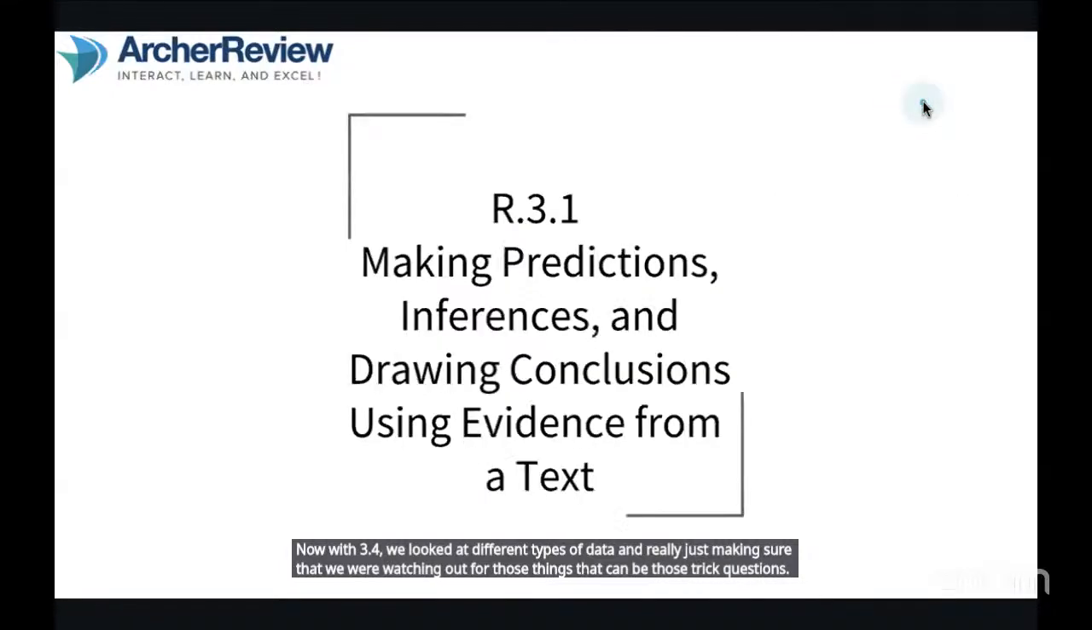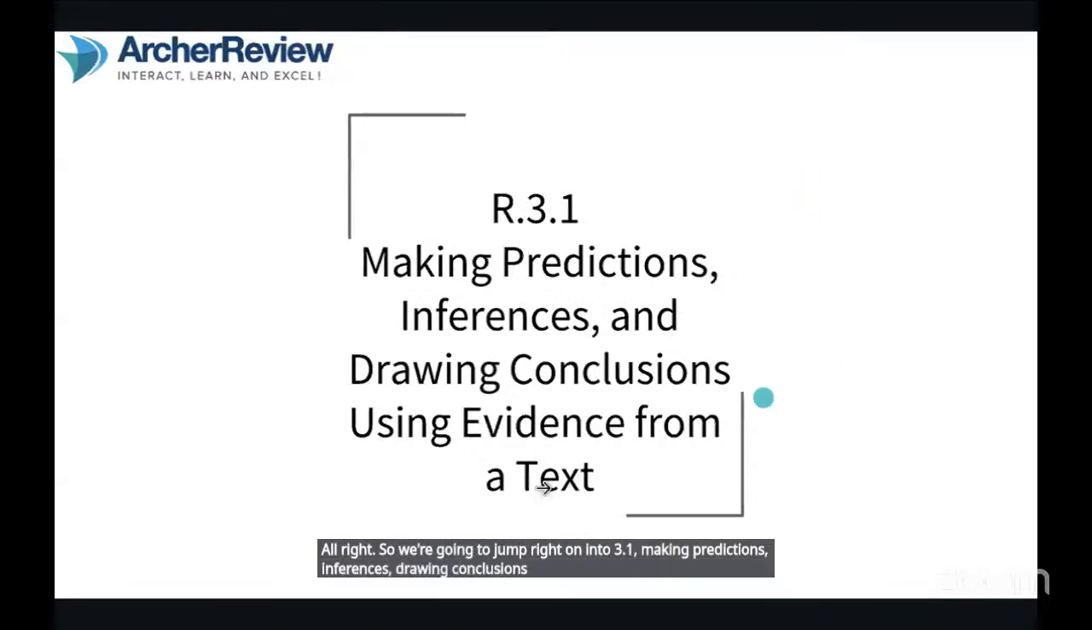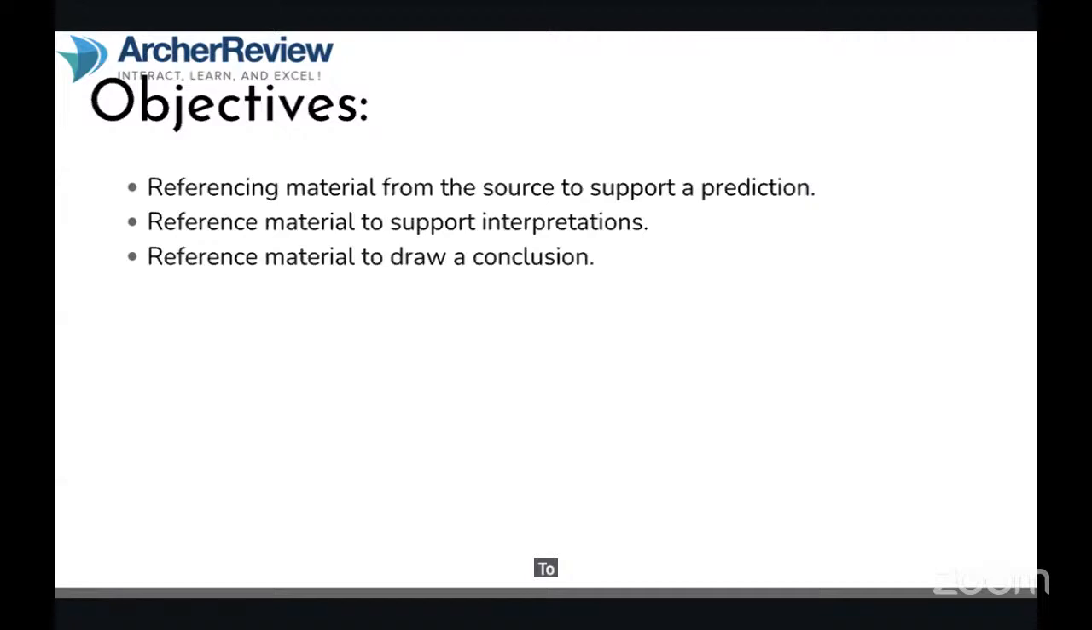All right, so we're going to jump right on into 3.1, making predictions, inferences, drawing conclusions. Now remember, with these, we are trying to reference the material that is provided and support a prediction, make an interpretation, draw a conclusion. Does anybody remember the tip I gave last night about how to look at the answer options? What's something that you can do to the answer options to help you ensure that you are making an inference or drawing a conclusion?